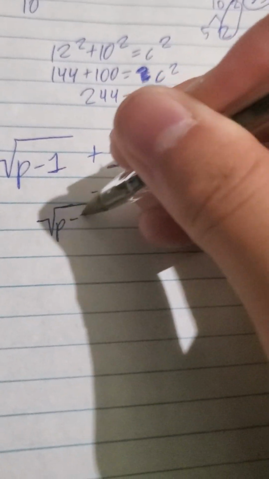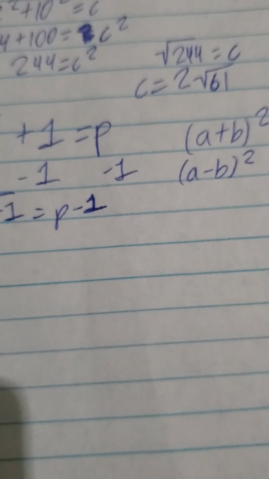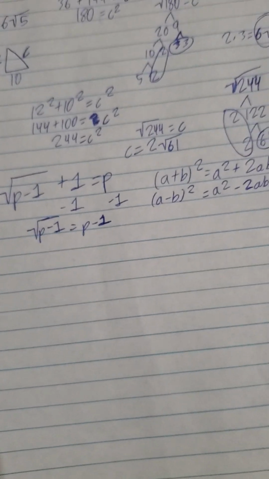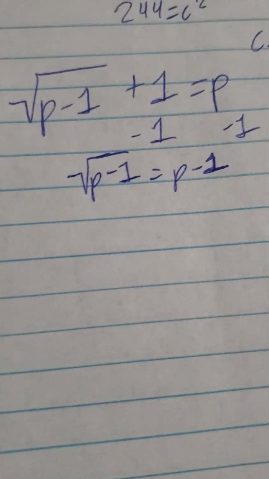Okay. We take away 1 from both sides. And then our new equation is root p minus 1 equals p minus 1. And there are actually 2 answers for this. We'll get there in a little bit. But now, this is our new problem.